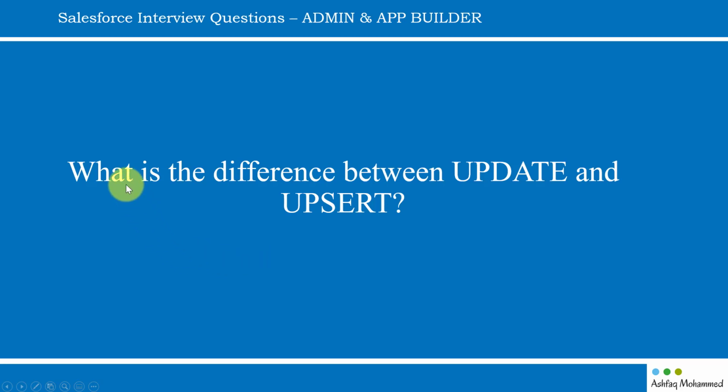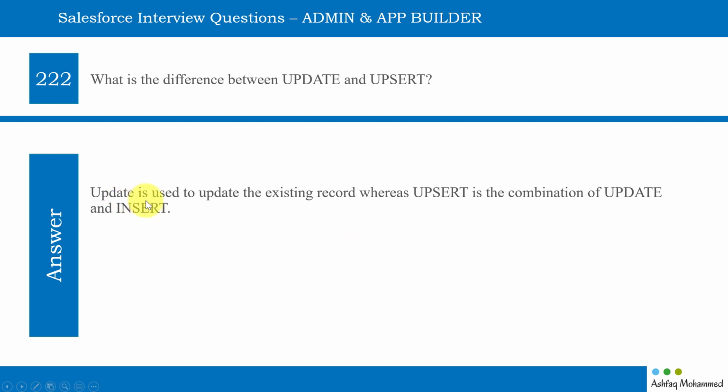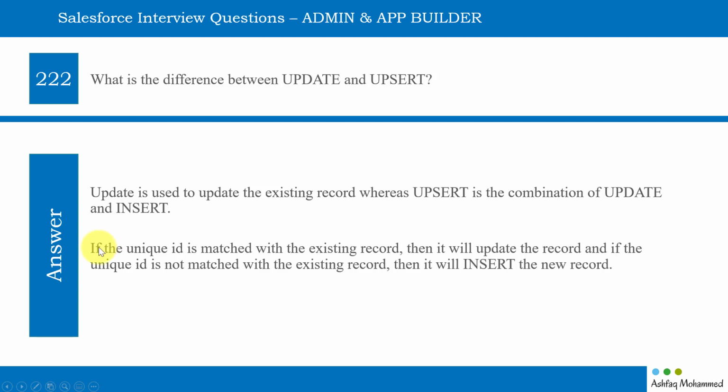So what is the difference between update and upsert? Simple, as I said. Update is used to update the existing records, whereas upsert is the combination of update and insert. If the unique ID matches an existing record, then it will update the record. And if the unique ID does not match an existing record, then it will insert a new record.